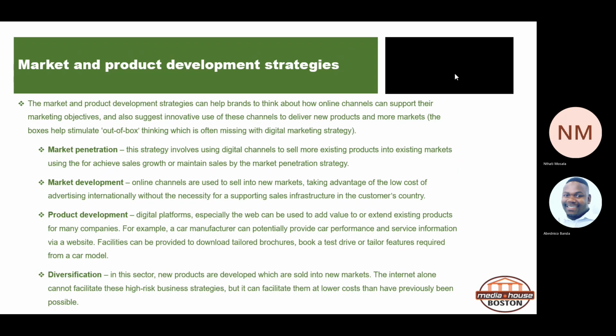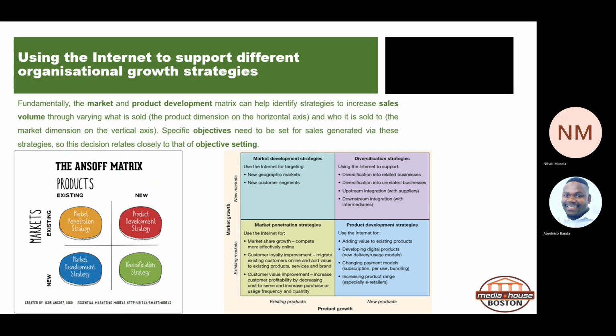The development of a product can also tailor the customer journey and the customer experience that one would want. Then diversification. In this sector, new products are developed which are sold into new markets. The internet alone cannot facilitate these high-risk business strategies, but it can facilitate them at lower costs than have previously been possible. So this is the Ansoff grid that we discussed previously in class. And I remember it was in room 7. So there's your Ansoff grid there.